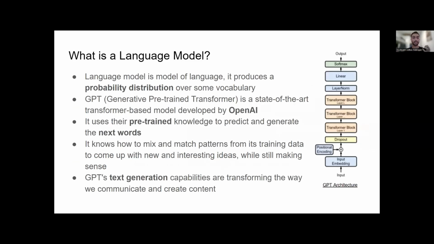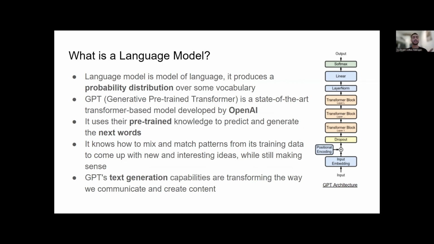So what is a language model? A language model is a model of language. It produces a probability distribution over some vocabulary. So GPT is a state-of-the-art transformer-based model developed by OpenAI. It uses its pre-trained knowledge to predict and generate the next words.